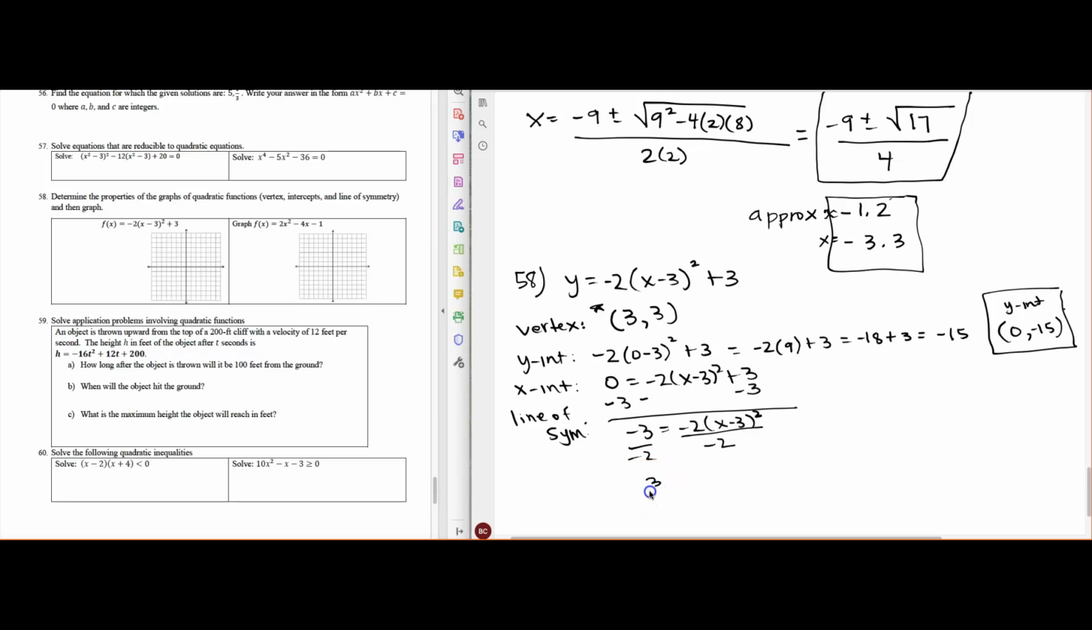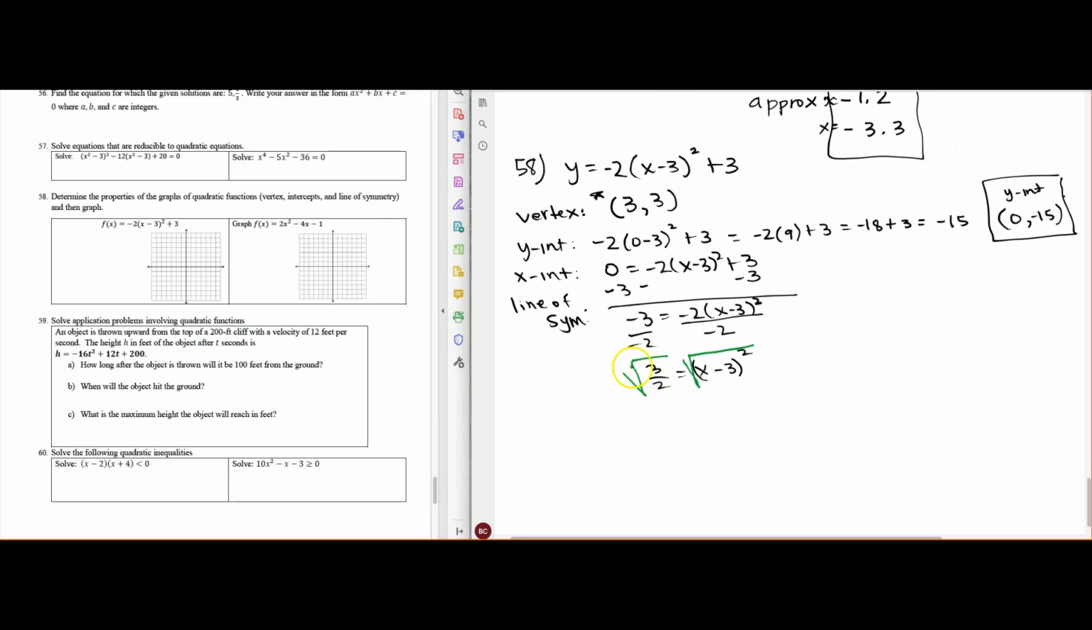So I get 3 halves equals x minus 3 all squared. And how do I undo squaring something? Square root it. So I'm going to take the square root of both sides.